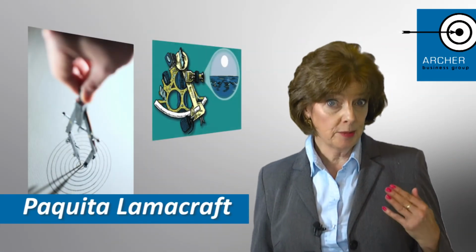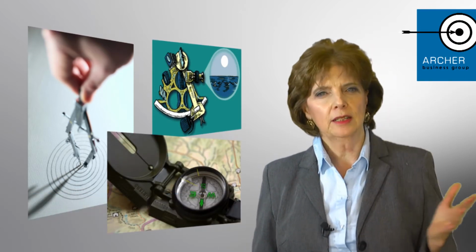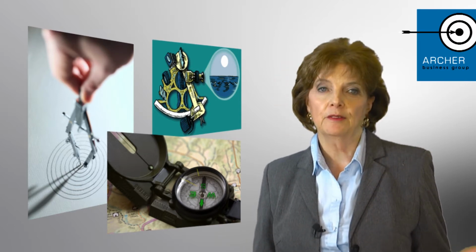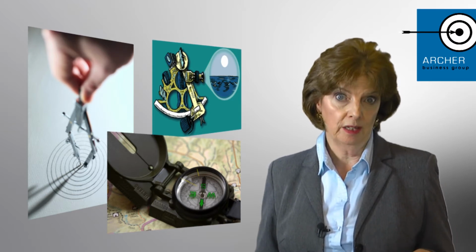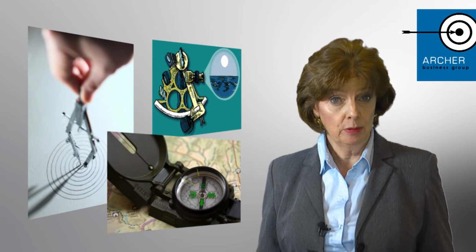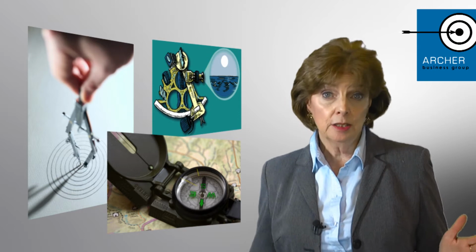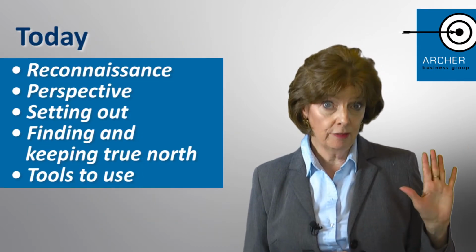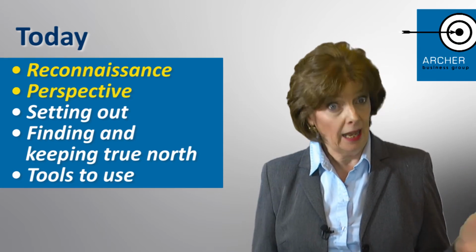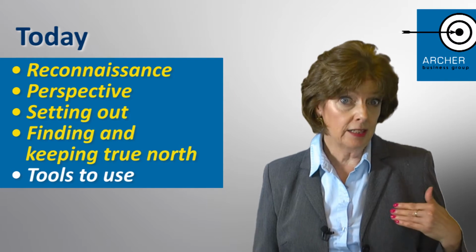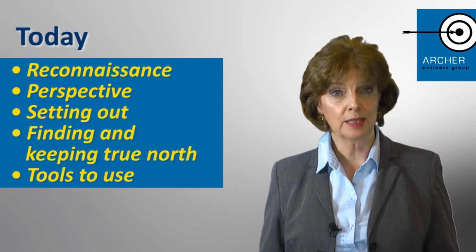Today we're going to use 3 types of compass to find new clients with the tools you already have. The object is to get new clients with minimal investment of time and money and minimal risk. And after we've used our 3 types of compass, we're better able to see if we have, and how many, and at what cost. So compass travel involves 5 components: reconnaissance, perspective, actually setting out, finding and keeping true north so we don't lose our way, and using the right tools.